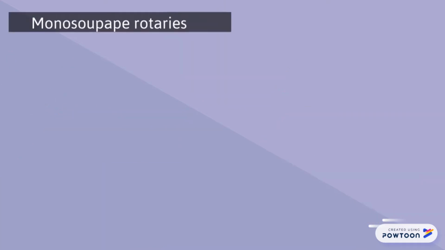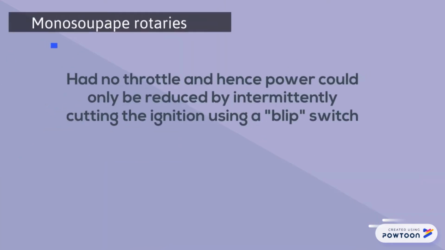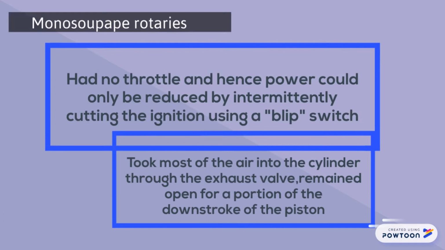For monosoupape rotaries, there was no throttle, and hence power could only be reduced by intermittently cutting the ignition using a blip switch. It took most of the air into the cylinder through the exhaust valve, which remained open for a portion of the downstroke of the piston.